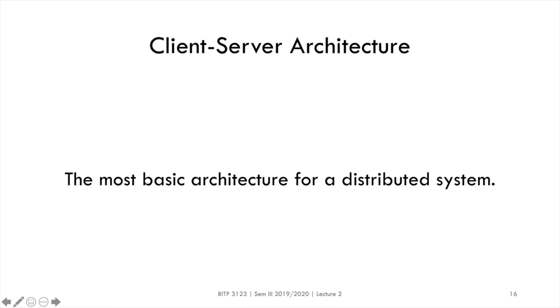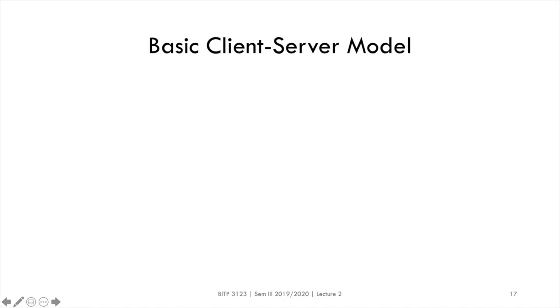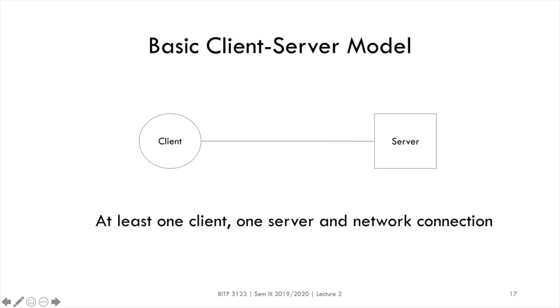So, the most basic architecture when we want our computers to talk to each other is the client-server architecture. In basic client-server architecture, or sometimes we refer to it as model, we should have at least one client, one server, and a network connection.